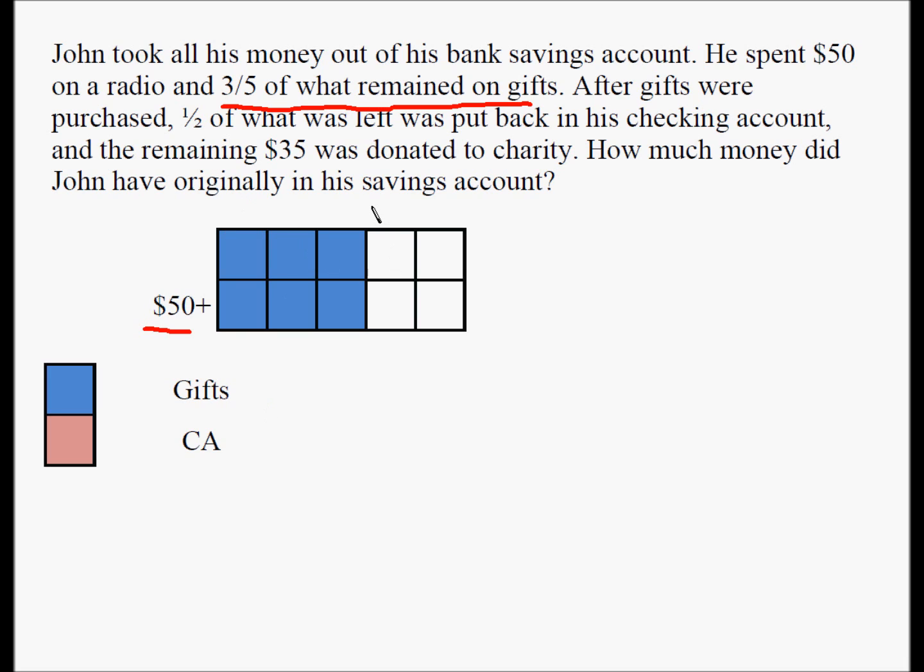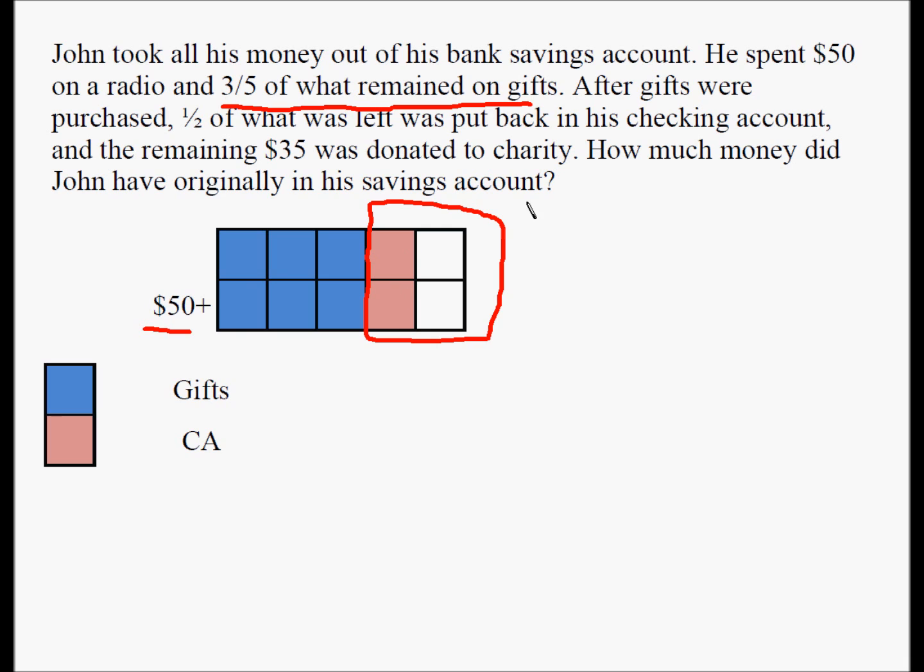And then half of this was left. After he bought the gifts, this was left. Half of this was put back in his checking account. CA stands for checking account. This went to the CA, or checking account.